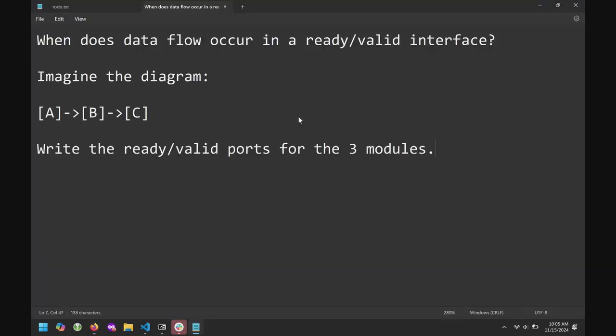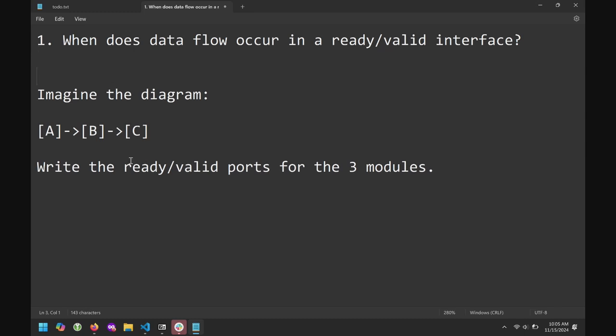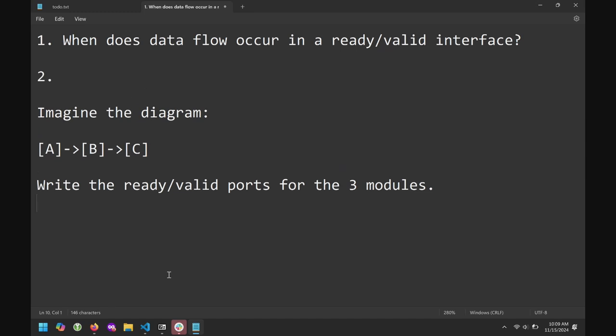Okay, so these are the questions. I'll open the box in just a second. The first question is, when does data flow occur in a ready valid interface? The second question is, write all of the ready valid ports for these three modules. Ports meaning Verilog ports, so you should list all of the inputs and outputs for each one of these three modules. Okay, begin.